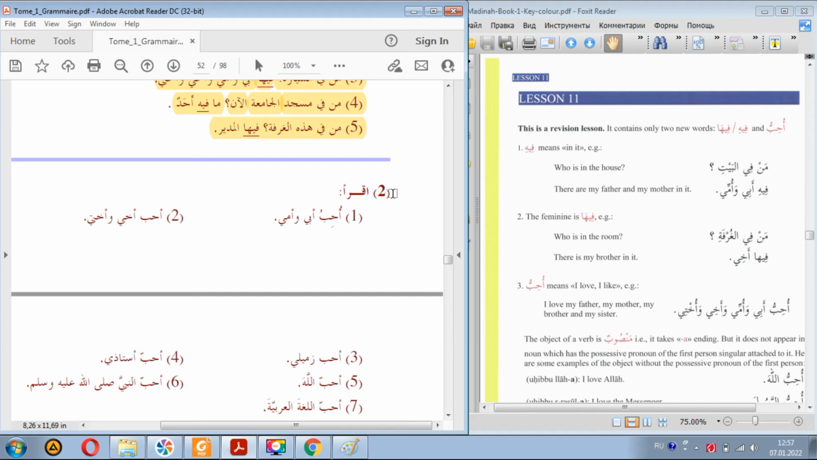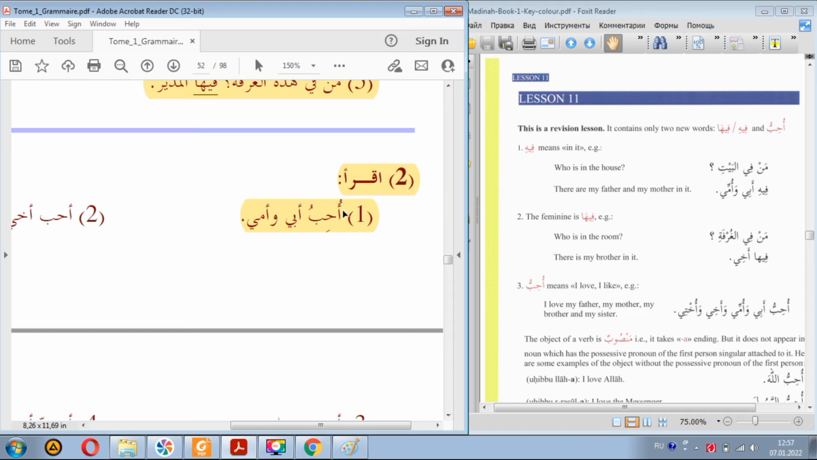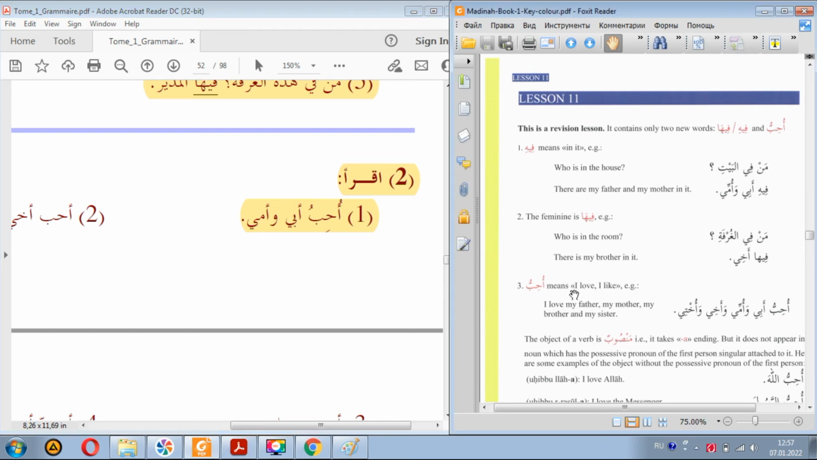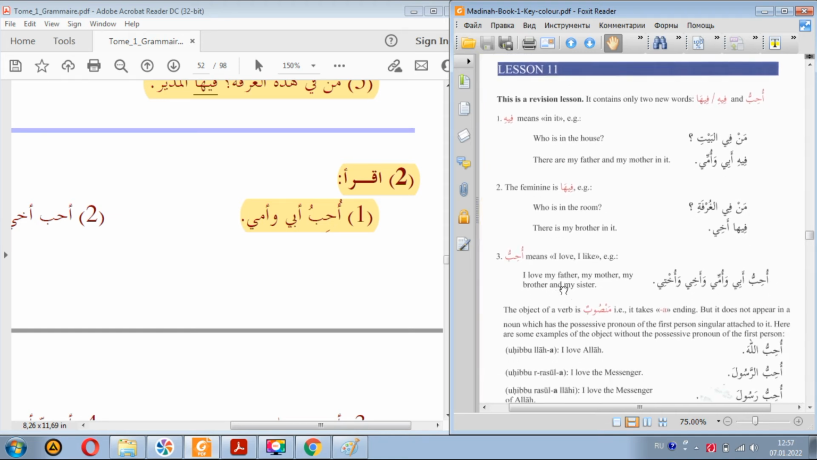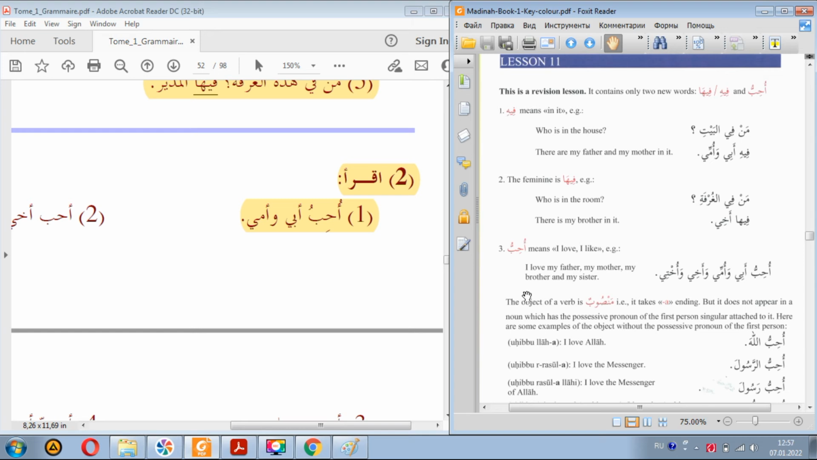So the second exercise, it says اقرأ. The first sentence is أحب أبي وأمي. As we've said earlier, أحب means I love. You see this alif with hamza on top? Well, when it's written like أحب, it implies that I love. But if we had instead of this alif a ta, تحب, it would mean you love.